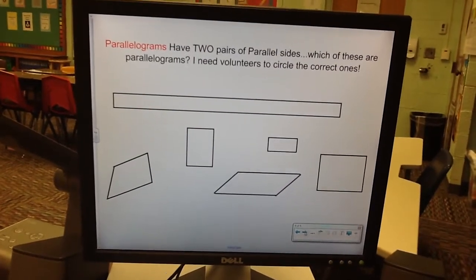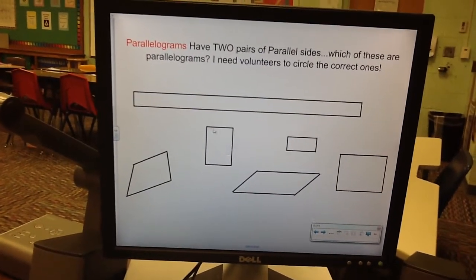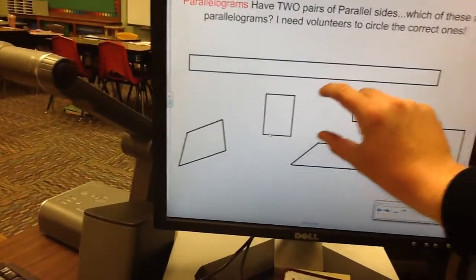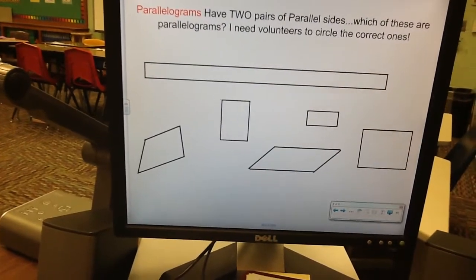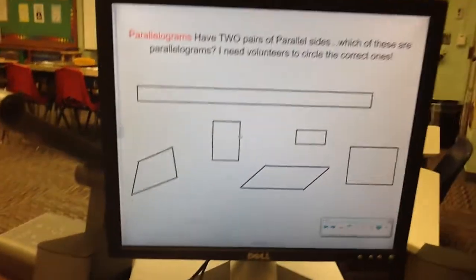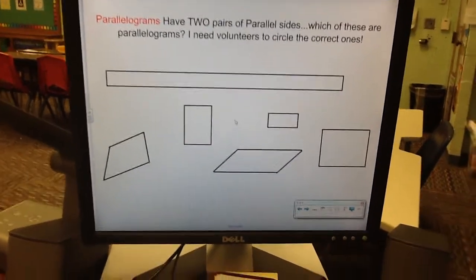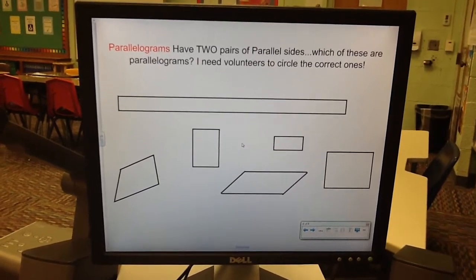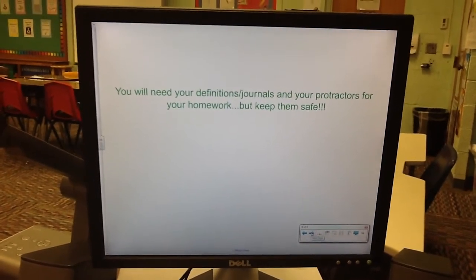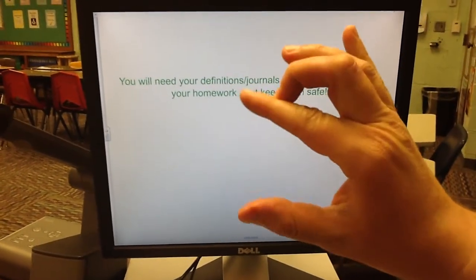Parallelograms have 2 pairs of parallel sides. So that means both pairs of sides have to be parallel. Let's look at this. This line right here and this line right here are parallel to each other. They would go on and on forever and never meet. This line and this line are also parallel. They would go on and never meet. So since it has 2 pairs of parallel sides, it is a parallelogram. Look at these. Tell me which ones you think are parallelograms, and we will look at these in class the next time I see you. You will need your definitions and journals and your protractors to do your assignments. Bring them tomorrow. I can't wait!